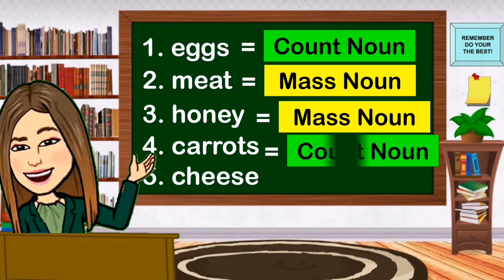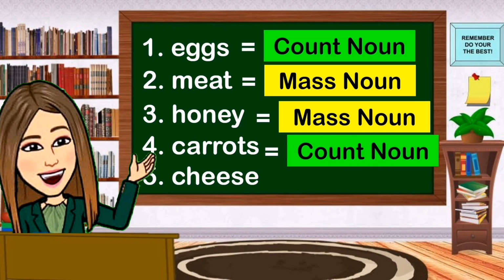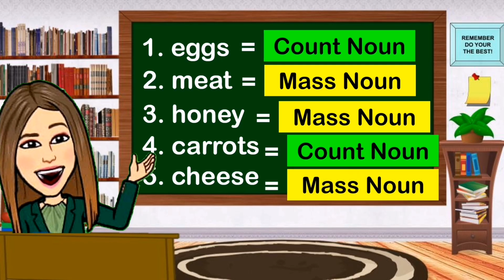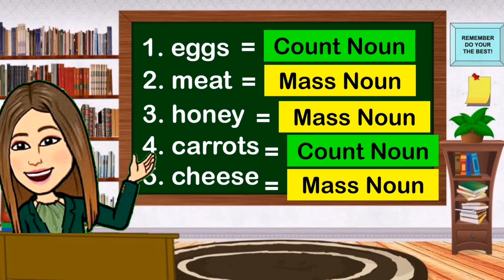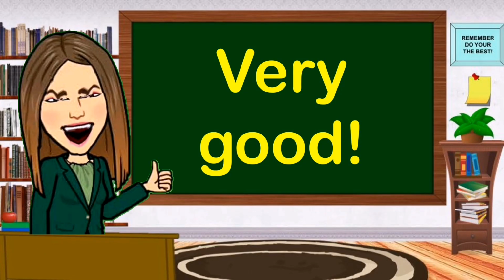Number 4, carrots. Carrots is a count noun. So we can count the carrots. And number 5, cheese. Cheese is also a mass noun. We buy cheese per box. Now, did you get a perfect score? Very good.